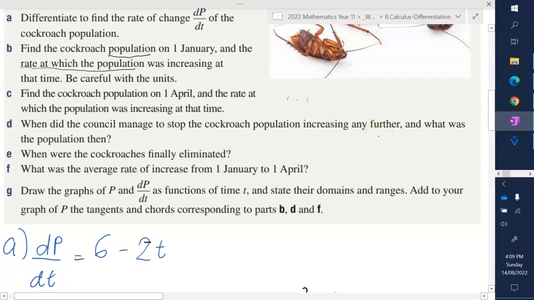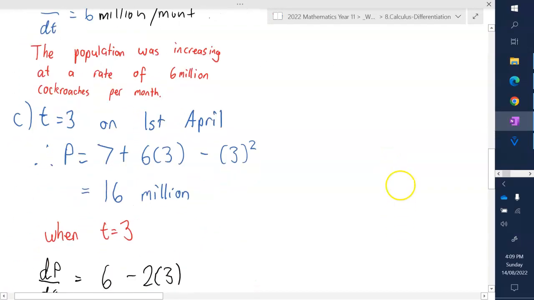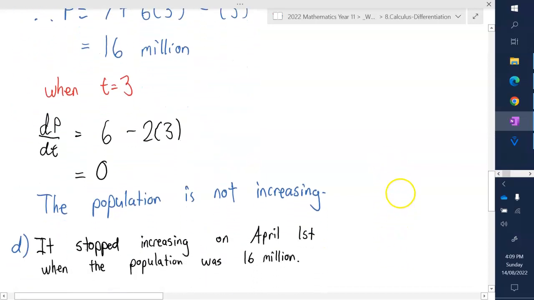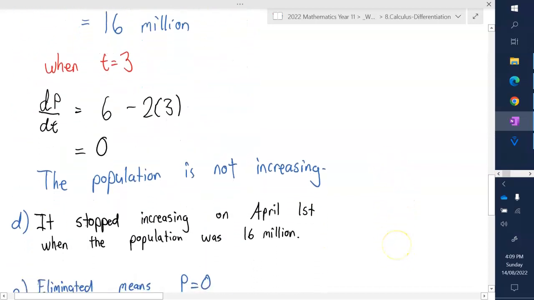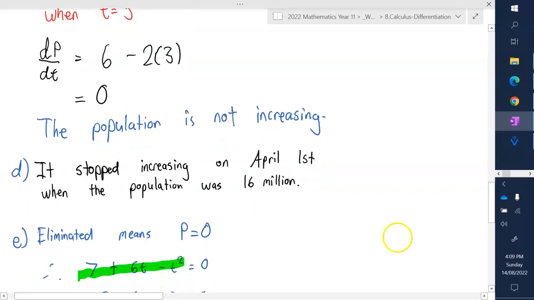So that basically is just rehashing what we've done in C. The population stopped increasing on the 1st of April because our dp/dt was equal to 0. So the rate of increase is 0. That's our answer for that one. And what was the population then? The population then was 16 million. So if our rate of increase is 0, which we got for C, that's when it stopped increasing. So we're just rewriting that one out.